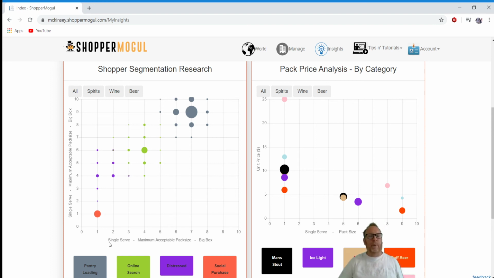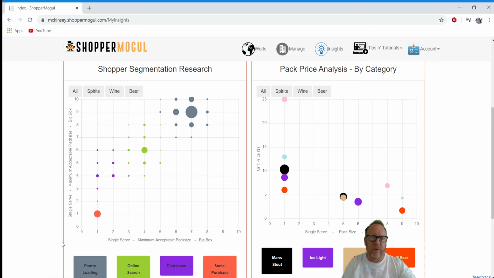And when we were looking at the marketing director, we were looking at a chart like this that was comparing the quality and stylishness that people wanted. For shoppers, it's different. It's rather looking at what type of pack sizes are acceptable. So for each shopper, there's a minimum and a maximum pack size that they'll be prepared to use.